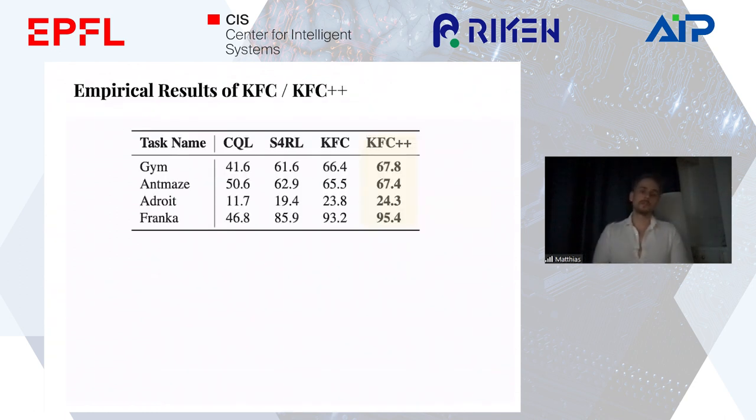So, the empirical results of KFC and what we call KFC++, which are just two different ways of getting the symmetry transformation. The difference between KFC and KFC++ is the way the symmetry transformation is derived from the Koopman operator. I can tell you later in detail how that is done, but it's basically two different algorithmic ways of saying: I have a matrix, I know the matrix, and I want something which commutes with this matrix.